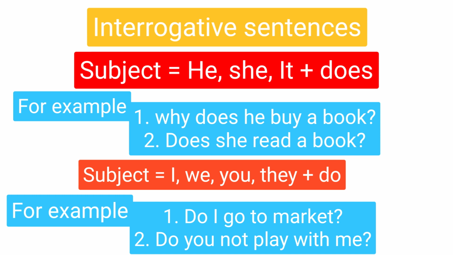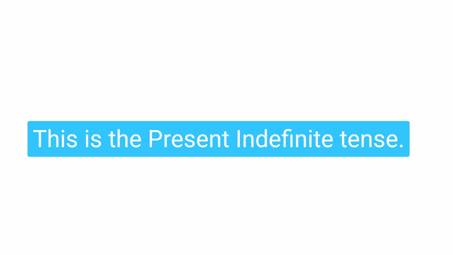If the subject is I, we, you, or they, then we have to use do with them. For example, do I go to market? Do you not play with me? This is the use of present indefinite tense.